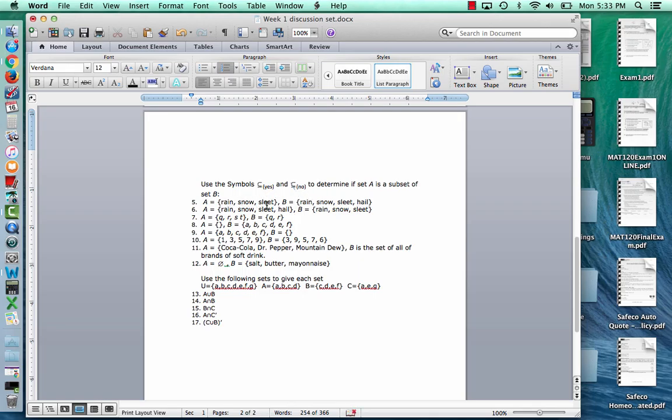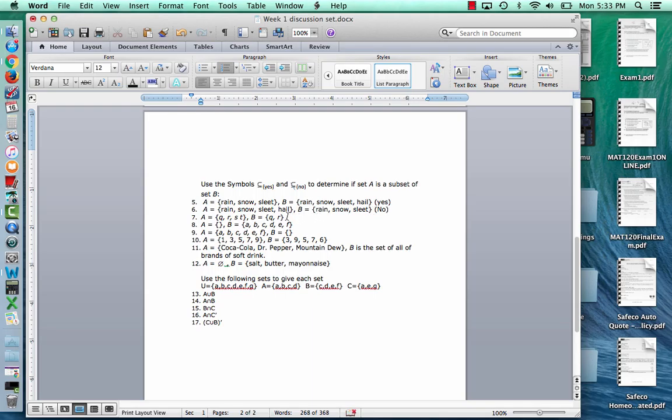So A is rain, snow, sleet. B is rain, snow, sleet, and hail. So yes, this is a subset, and I would use the subset notation there, but it's hard to get it typed on this computer, so you'll just be able to write that on your test. Now on number 6, they reverse the sets. A is rain, snow, sleet, and hail, and B is rain, snow, and sleet. Since A has hail and B does not, A cannot be a subset of set B.